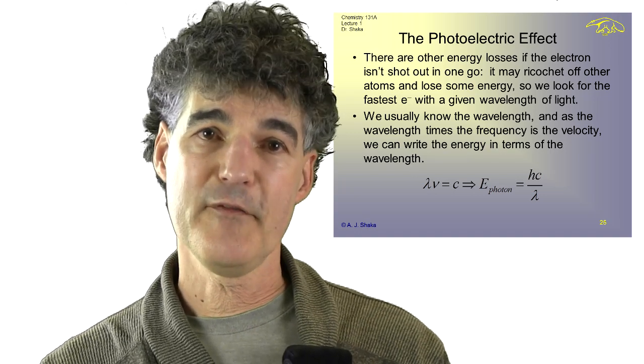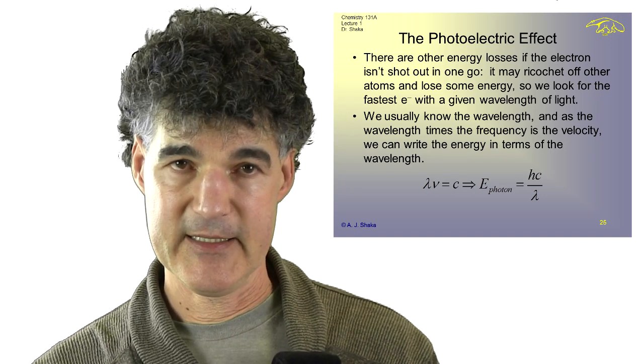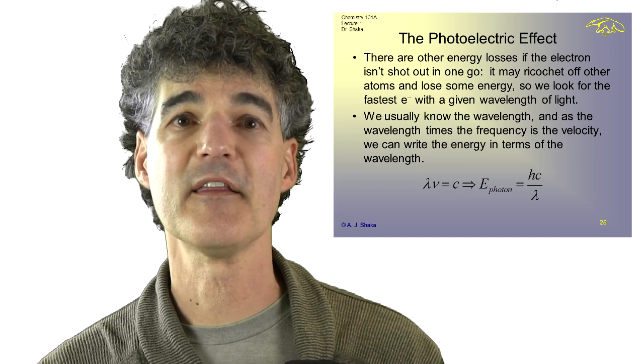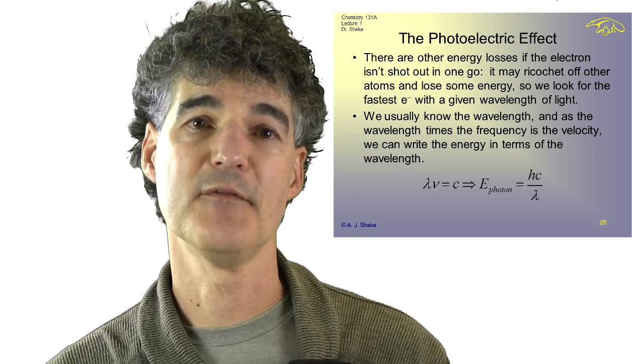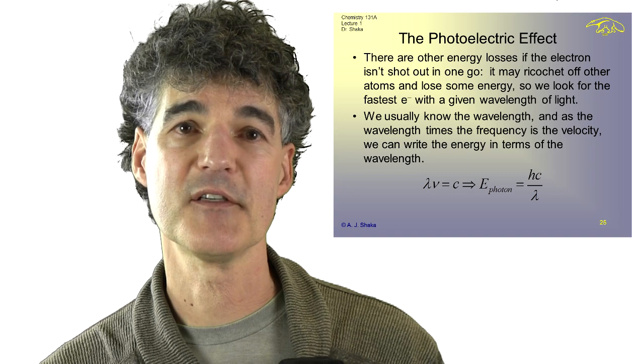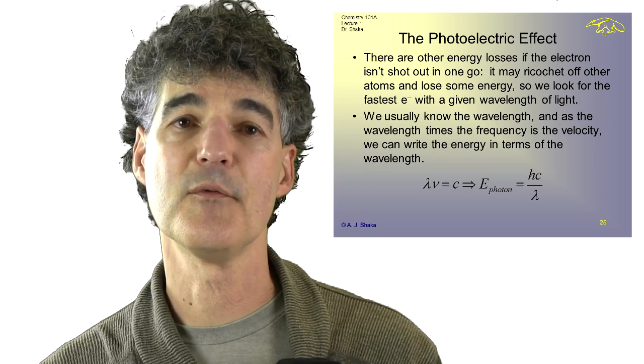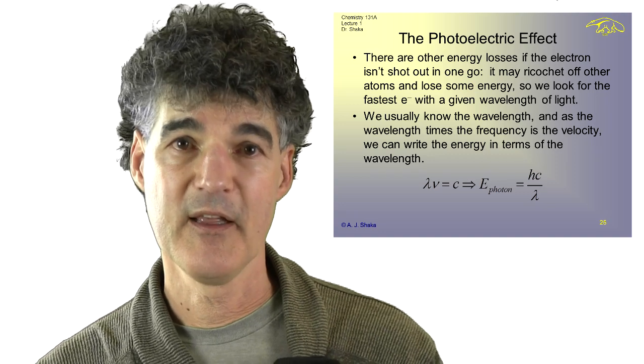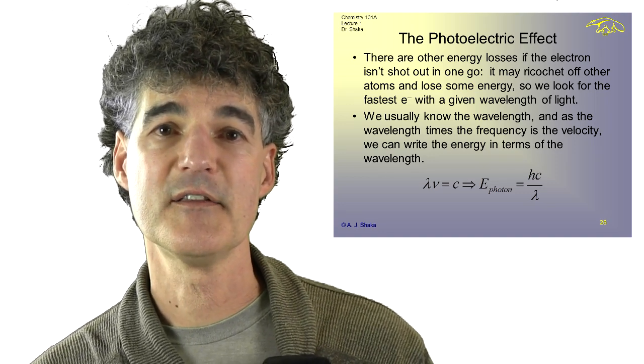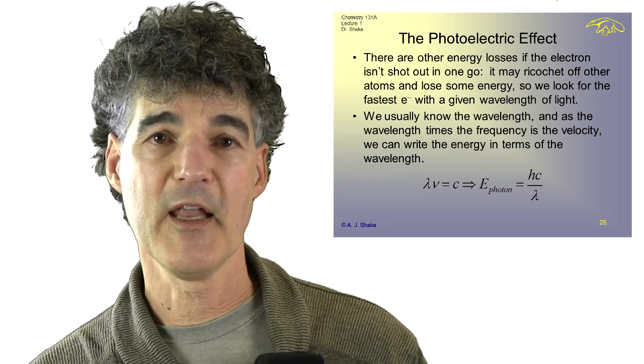Usually we know the wavelength of the light. And since the wavelength times the frequency is the velocity, which for light is given the special symbol c, we can also write the energy in terms of the wavelength, and here's the equation. The energy of a photon is h times c over lambda.